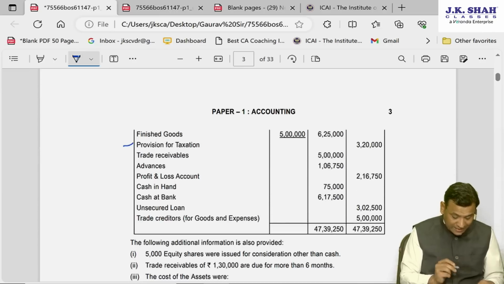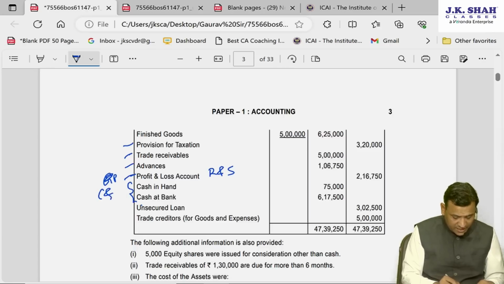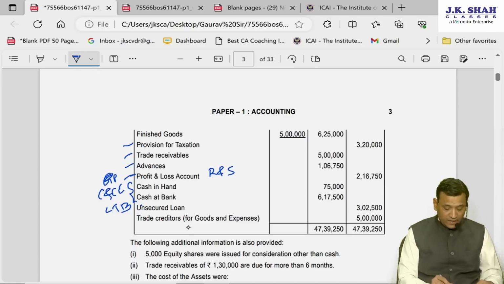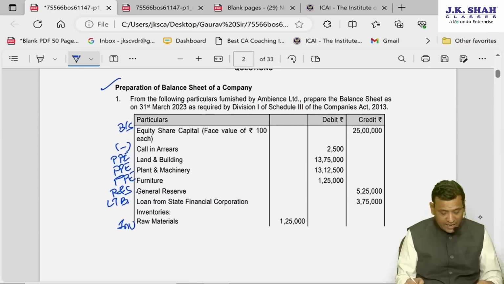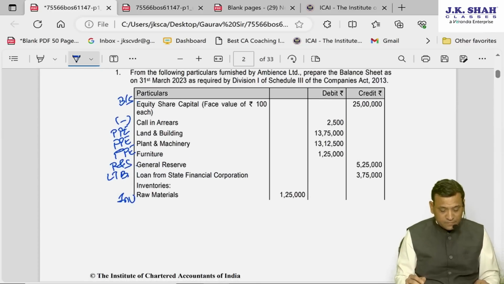Provision for taxation. Let's see what it is. If nothing else is there, then it will be short-term provisions. Trade receivables, nothing but trade receivables. Advances, short-term loans and advances. Profit and loss will be reserves and surplus. Cash in hand and cash at bank, nothing but cash and cash equivalents. Unsecured loan will be long-term borrowings. And friends, the last, trade creditors. Can I say trade creditors will be your trade payables? So this is what the posting will be all about. Just have a glance, just look at your balance sheet items.